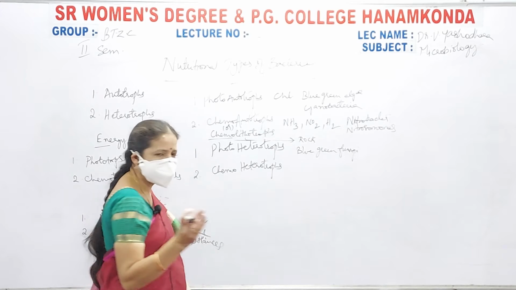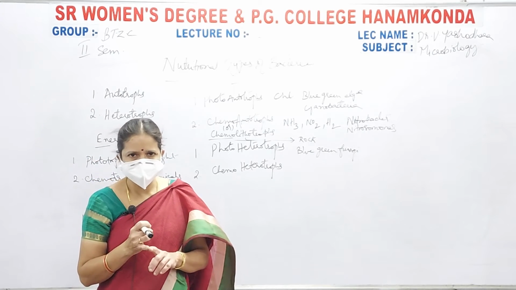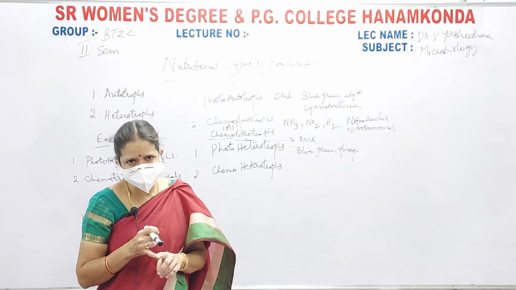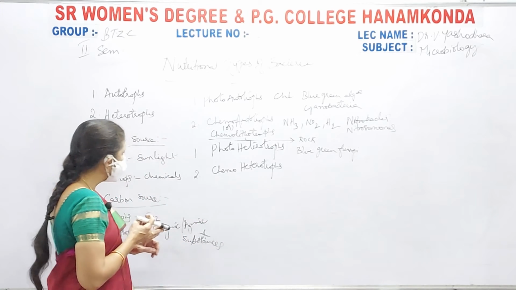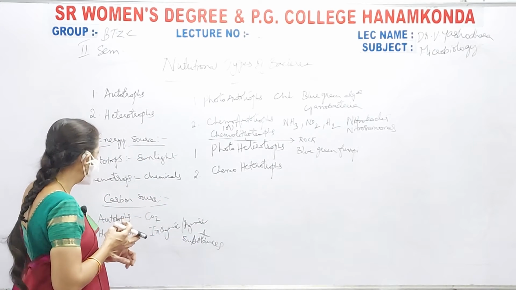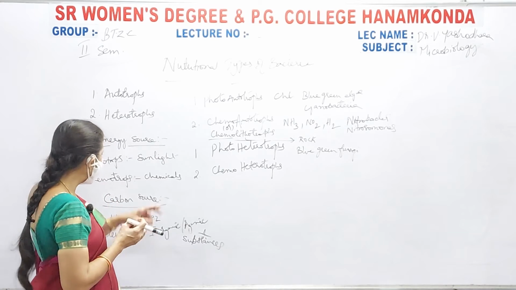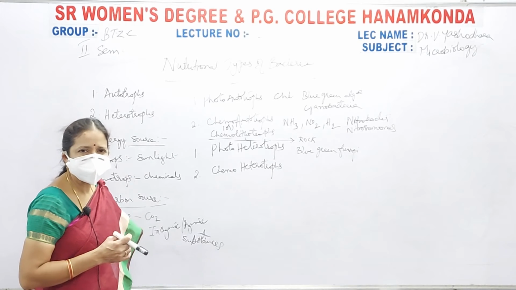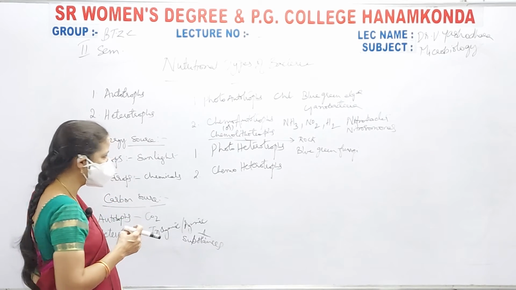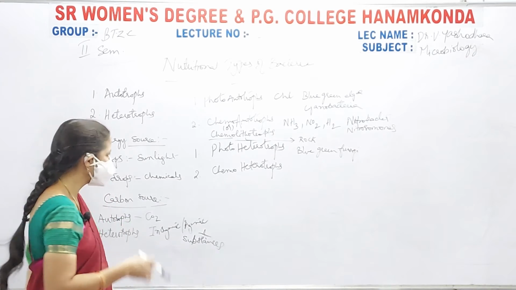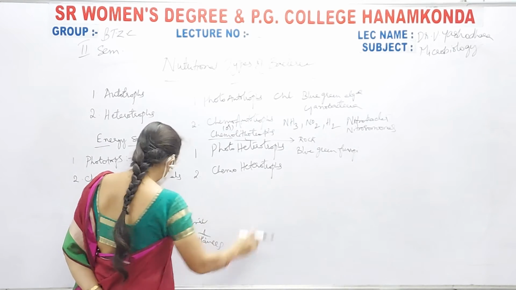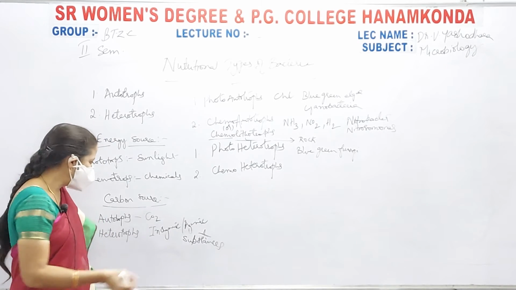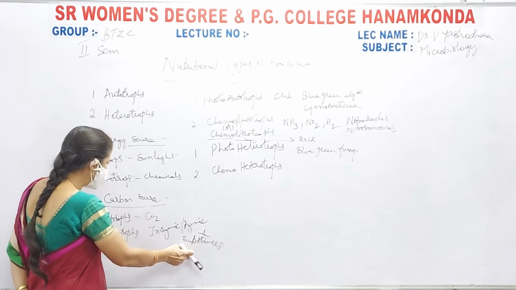Heterotrophs are the organisms which cannot synthesize their own food material. First one, they are dependent on other organisms for their organic nutrients. Second definition, chemoheterotrophs are the organisms which are dependent on chemicals, minerals as the external energy source. Chemicals and minerals as the external energy source, they are dependent on chemicals as an energy source. Third definition, these chemoheterotrophs are the organisms which are dependent on either organic or inorganic substances as carbon source.